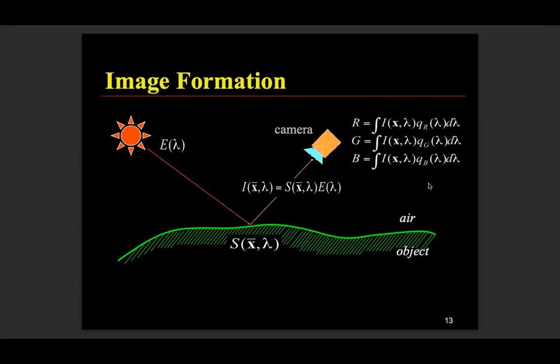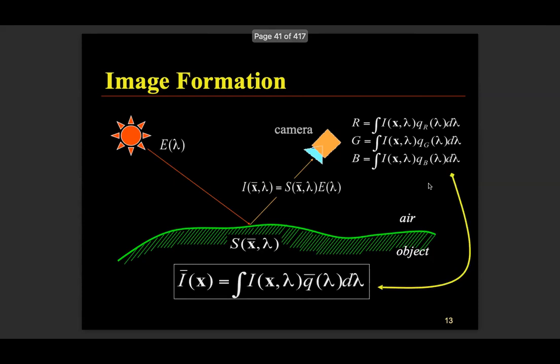Okay, anyway, so this is RGB. So we create a tree from this integral function. And in the end, that's our model. So that's how we model the pixel value. This pixel value is an integral function of I and the color sensitivity.